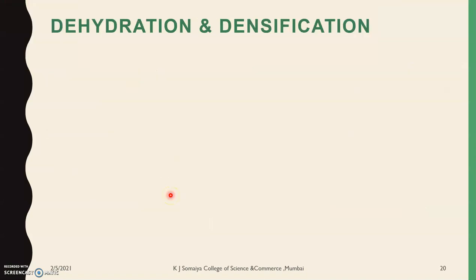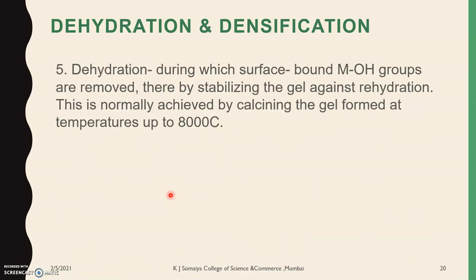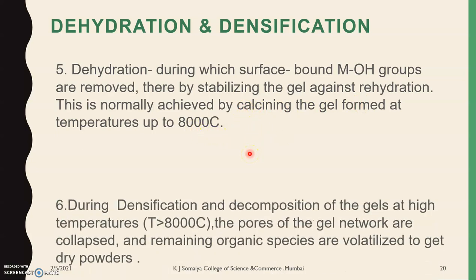And then the dehydration and densification stage. During this stage, further rehydration is prevented by removal of these surface-bound MOH groups. Okay, so if more MOH groups are there on the surface, it may get rehydrated, and this is prevented by dehydration, and it is achieved by heating at about 800 degrees Celsius.